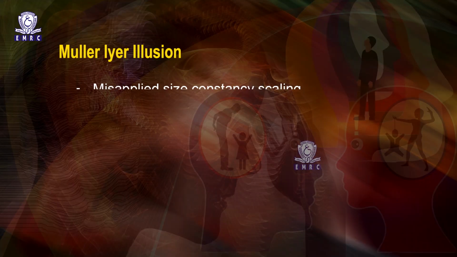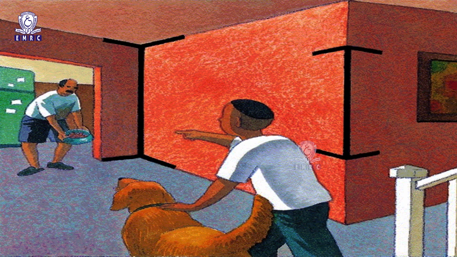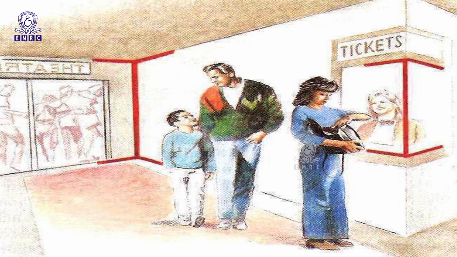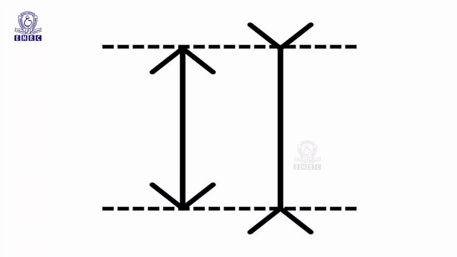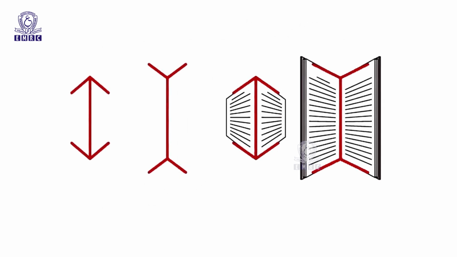The first one is misapplied size constancy scaling. The arrowheads engage the part of the visual system that deals with depth cues in retinal images, which results in the line with the outward pointing arrowheads being perceived as longer because it is processed as being farther away. Next is conflicting cues. The arrowheads are perceived as contributing to the length of the lines, and the long shape of the line with the outward pointing arrowheads.